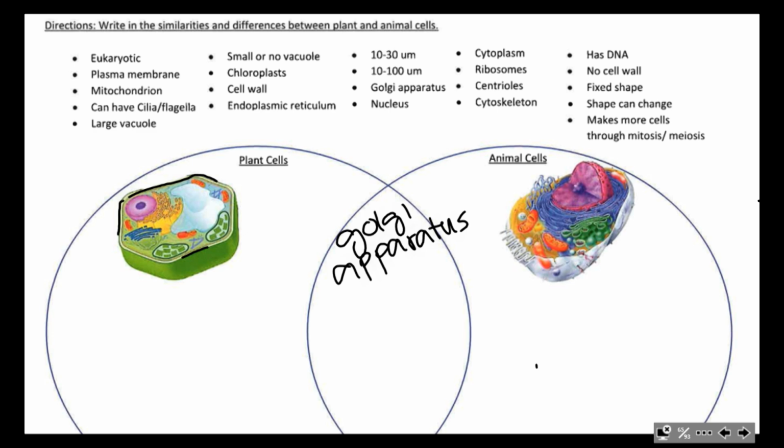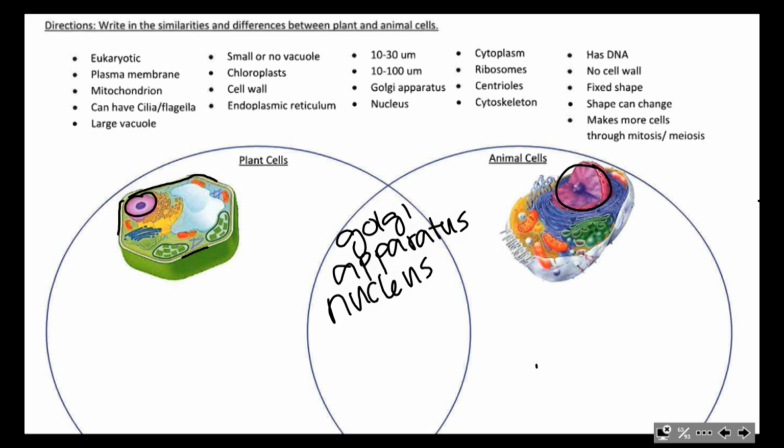Okay, the next one is a nucleus. Well, this one's very important. This is a nucleus. This is a nucleus. They both have them, okay? I've said it a couple times already. Plant and animal cells are both eukaryotic cells. Something very important about eukaryotic cells is that they have a nucleus, so they both have one.